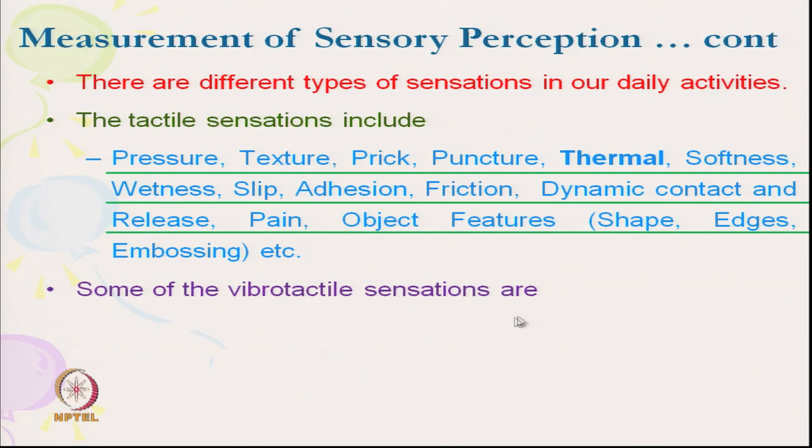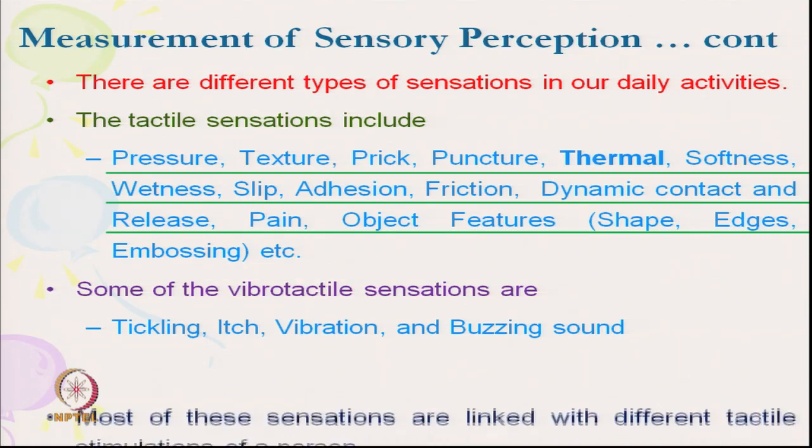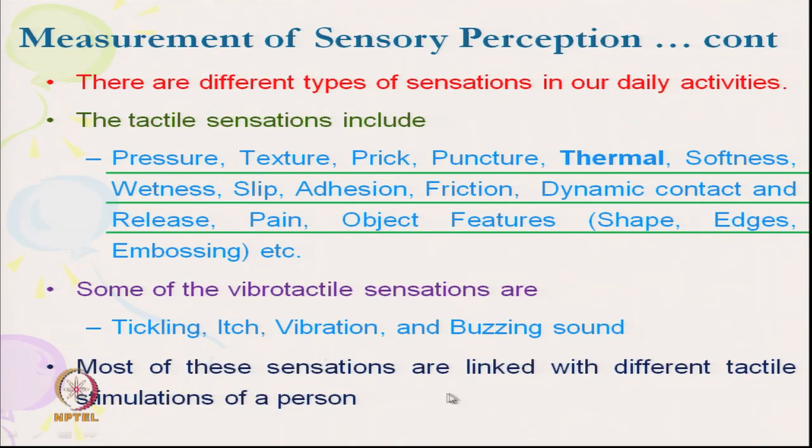Some of the sensory perceptions are actually vibrotactile sensation due to the vibration, direct or indirect vibration, okay, like tickling, itching, buzzing sound. So, these are the sensations we receive in our body, different types of vibration, okay. And most of these sensations are linked with different tactile stimulation of the body. So, these are the tactile sensation and vibrotactile, they are related, okay.